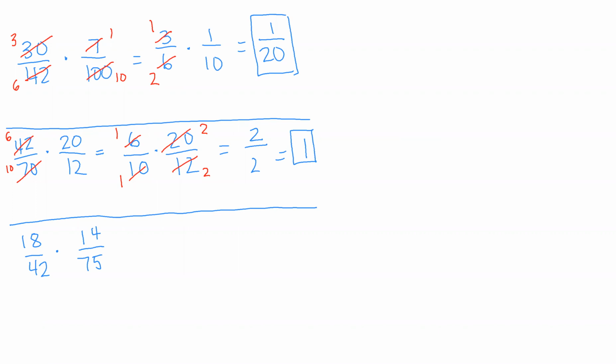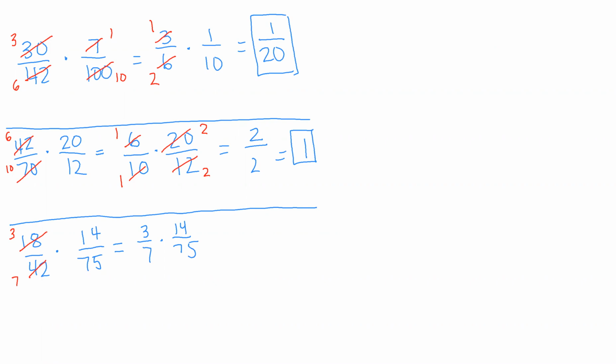Okay. So for me, I noticed that 18 and 42 have a 6 in common. So I'm going to divide 18 and 42 by 6. 18 divided by 6 is 3, and 42 divided by 6 is 7. Now, if it's really important to you, you can clean this up a little bit. We can write this as 3/7 times 14 over 75.